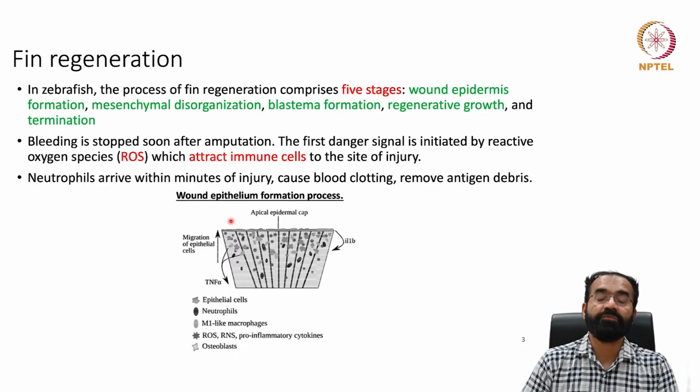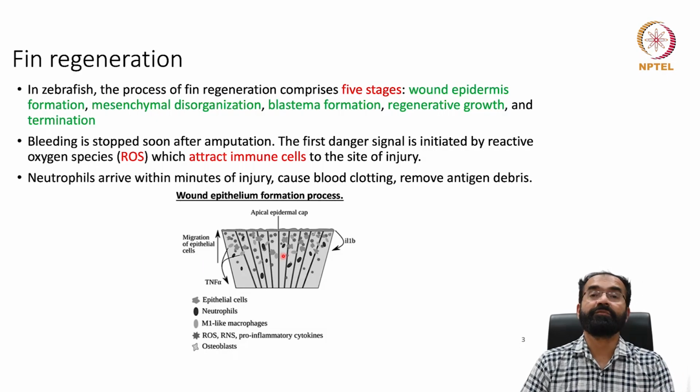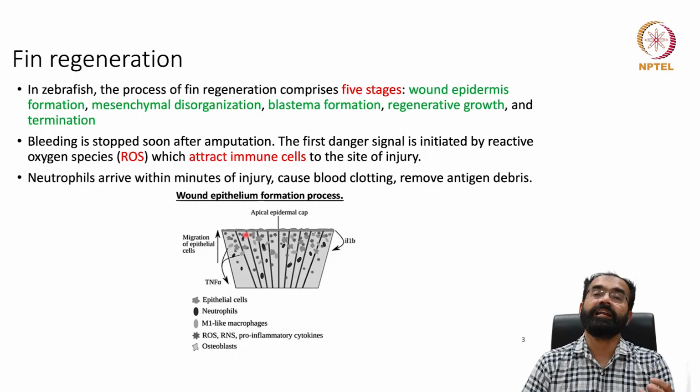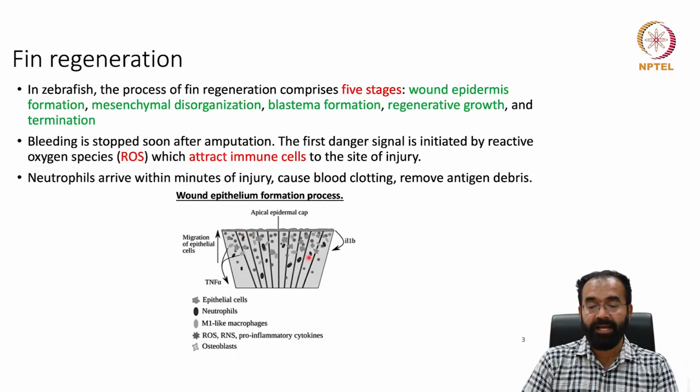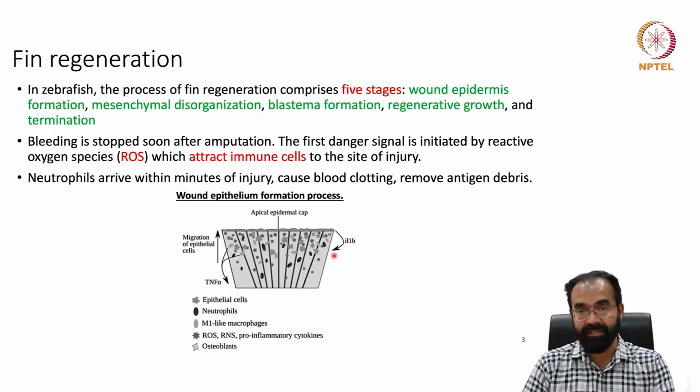And wound epithelium formation is the next stage that occurs. What happens is the migration of cells coming from the rest of the body into the epidermal cap, the apical epidermal cap, which is one of the initial and a necessary stage required for the regeneration to happen. And one of the pro-inflammatory cytokines, interleukin 1b, is induced at the site of injury, which causes the inflammation.